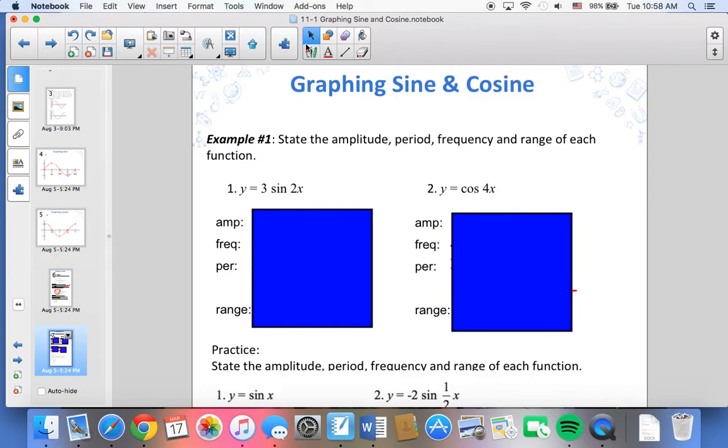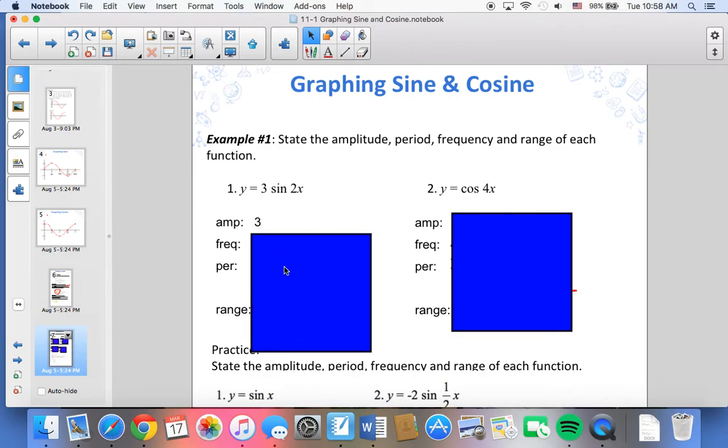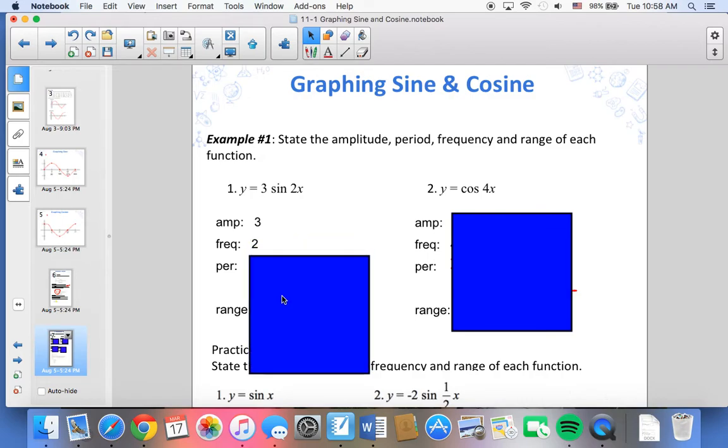So here I have y equals 3 sine 2x. Remember, the amplitude is always the number in front of the sine or cosine. So in this case, my amplitude must be 3. The frequency is the number in front of the x. So this frequency is 2. That means I will see 2 cycles of sine. So I'll show you one cycle. This is one cycle of sine. So I'm going to see 2 of those from 0 to 2 pi. That's what the frequency means.